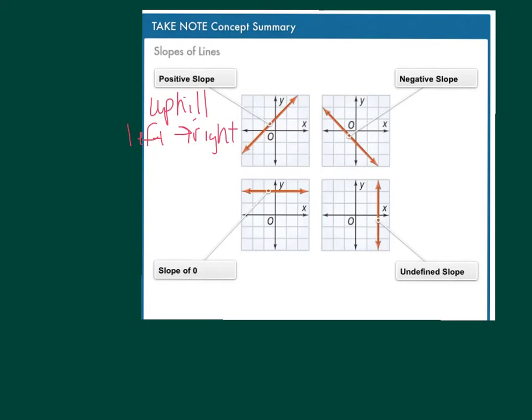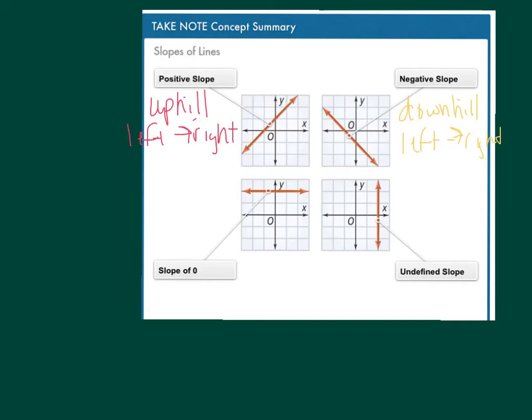You will need that. And a negative slope is going downhill from left to right. So this one started at the left, and if you follow it, it goes downhill, so that's a negative slope. Now there's two special occasions.